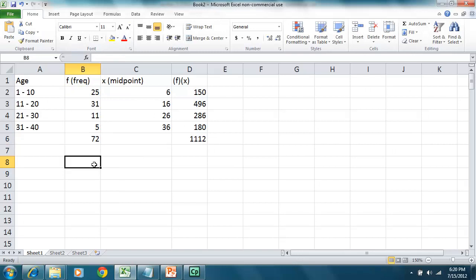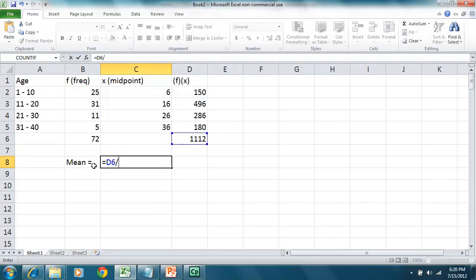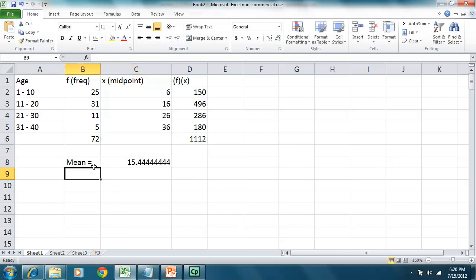So our mean is equal to, and I'm going to put equals over here, D6 divided by B6. So dividing those like that. And that'll give us our mean. And you can adjust this if you want with how many decimal places using this. Add more, take some away, whatever. Anyway, that's how you find your mean.